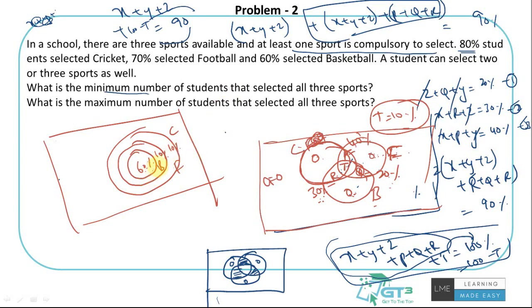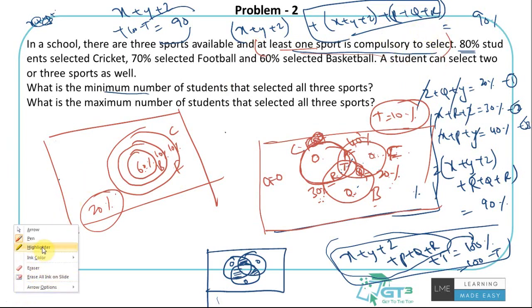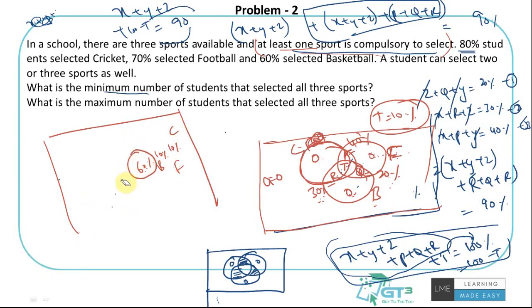But then in this case, what's the flaw? We are not honoring the fact that at least one sport is compulsory to be selected. We are getting that 20% of students are playing none of the games. So this is going to mess up. That's why this is a wrong answer for this question. This would have been a correct answer if the question did not give us this particular condition. So let me make it slightly different. We need to push it in such a way that the 20% is also occupied. So let me redraw it.